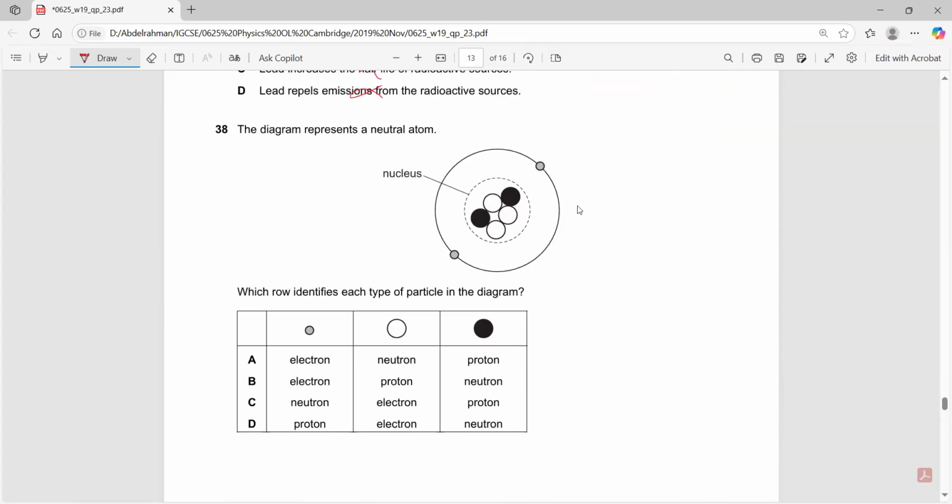This is a neutral atom. Which row identifies each type of particle in the diagram? If it's a neutral atom and you have 2 electrons, then you have to have 2 protons. So this has to be a proton. This is a proton and this is an electron. Therefore, this must be a neutron. Okay, neutron.